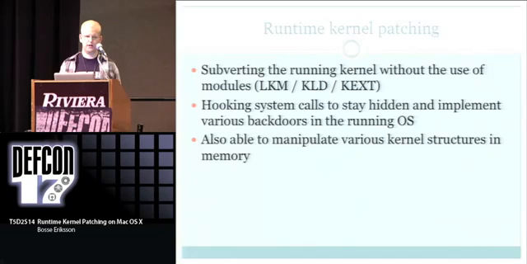Runtime kernel patching is basically subverting the kernel without the use of kernel modules, because that's the basic entry point into the kernel for normal rootkits, like Weapon X. We're going to hook system calls to stay hidden and implement various backdoors in the running OS by patching the kernel directly in memory. You can also manipulate various kernel structures to do all kinds of crazy stuff if you want to, but I'm going to show you some basic examples.